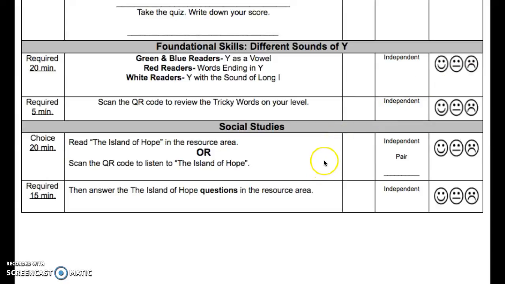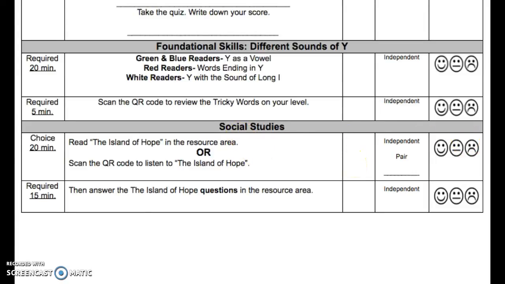In social studies this week, you're going to read The Island of Hope in the resource area or scan the QR code and listen to Island of Hope. So you have a choice, 20 minutes, independent or pair. Write your pair's name on the line and reflect when you're done.